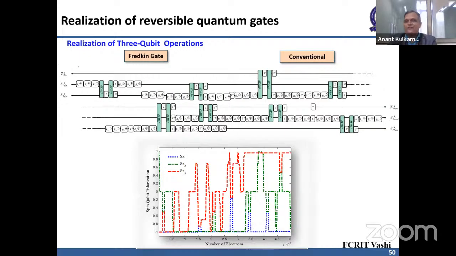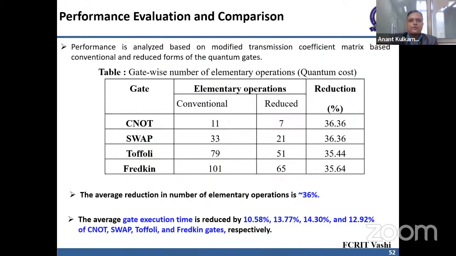So then the Fredkin gate is a controlled swap gate. In the beginning, I did not tell you what a Fredkin gate is. It is a controlled swap gate. What is a controlled swap gate? It is a 3 qubit gate. If the first qubit state is 1, then the second and third will be swapped. This is also reduced. So this table explains a lot. In the case of the C0 gate, we reduced the number of operations from 11 to 7.